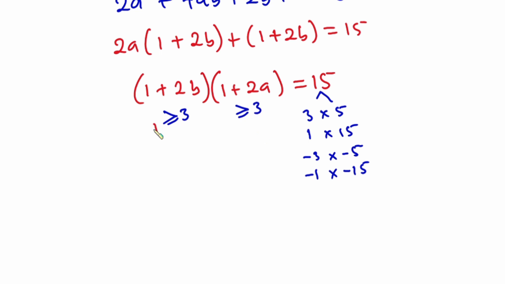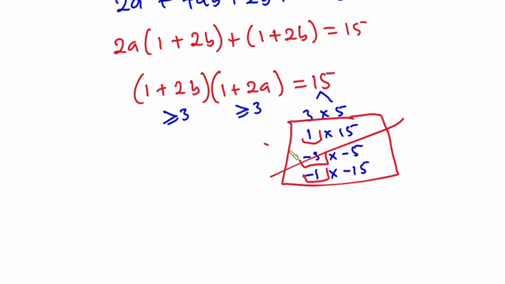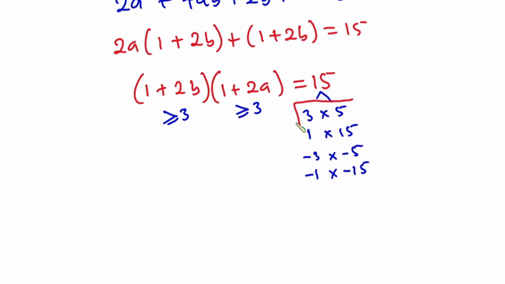Now what does this greater than or equal to 3 here also mean? It means that the two values multiplying to get this 15 must be greater than or equal to 3. So if you look at these ones, you can see this one is less than 3, this one is also less than 3, and then this one is less than 3 as well. So we are not going to consider this one. Now our attention is going to be on 3 times 5. So let's do some speculations here.